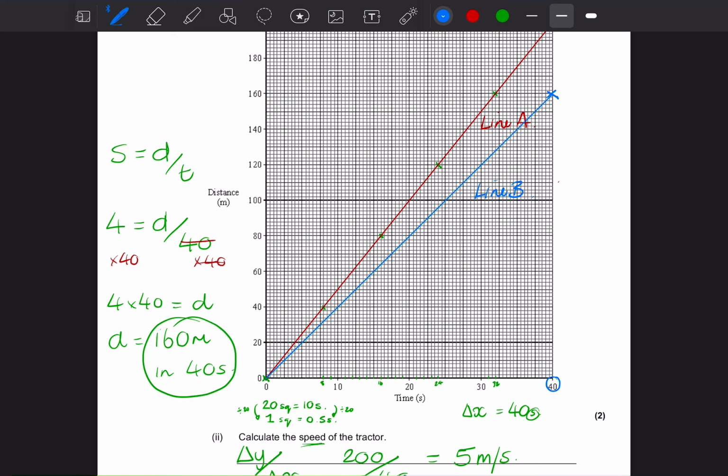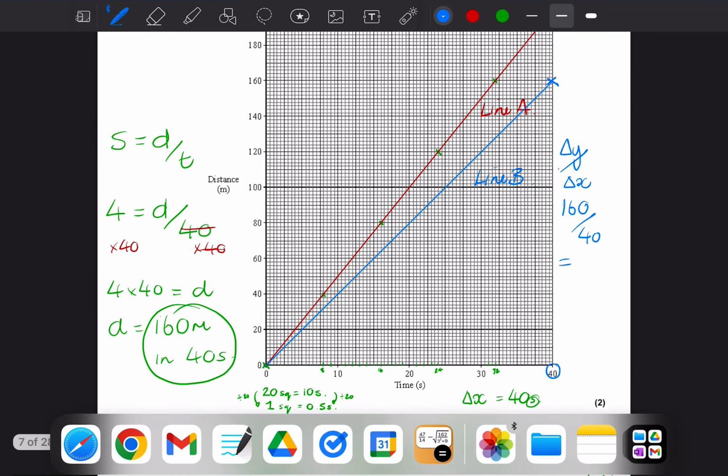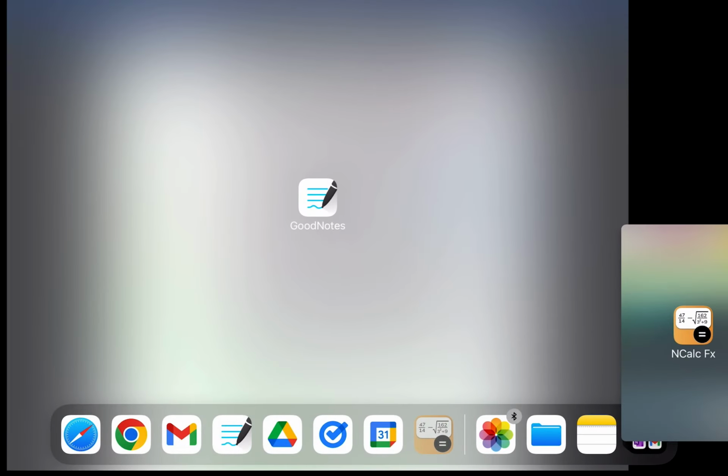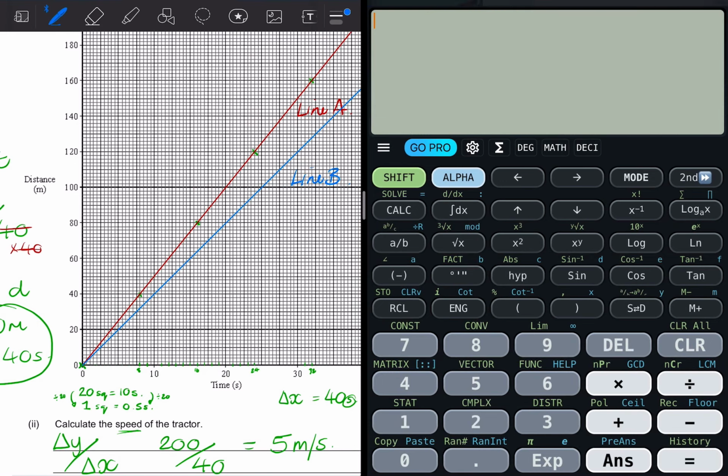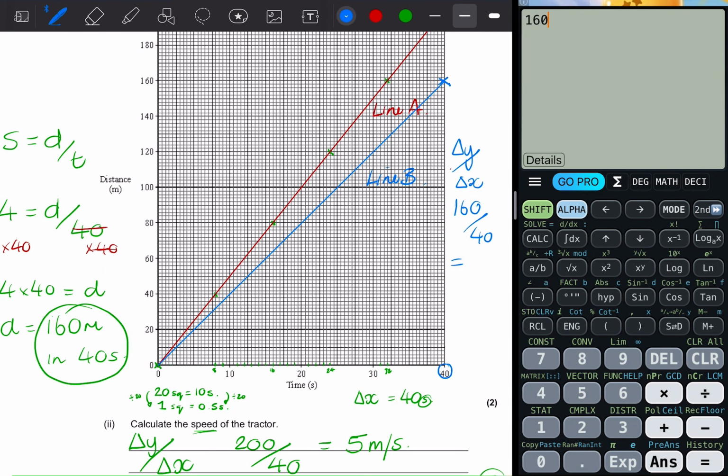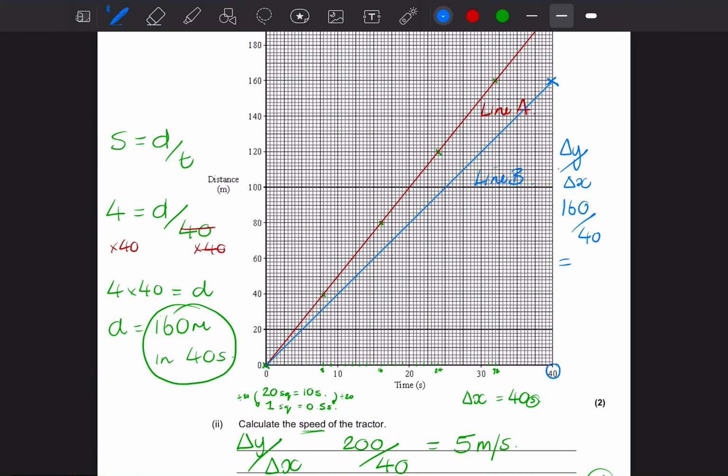And we can just check that that gradient gives us 4 meters per second. So we've got our change in y divided by our change in x. Our change in y is 160, divided by 40, and we just need to check that that is going to give us our gradient, which is our speed of 4 meters per second. So 160 over 40 gives us 4. So yeah, that line is correct, and that's got the gradient that we're looking for.